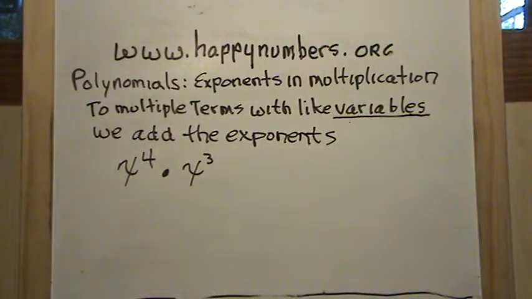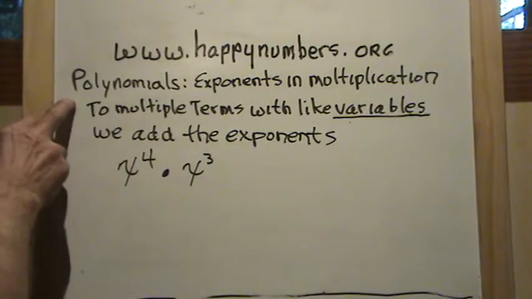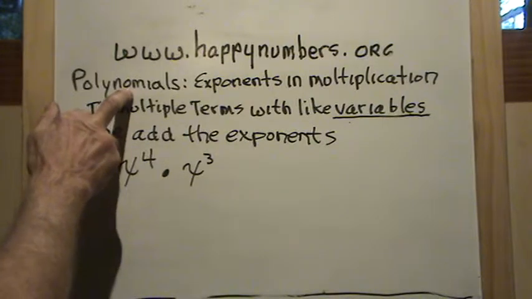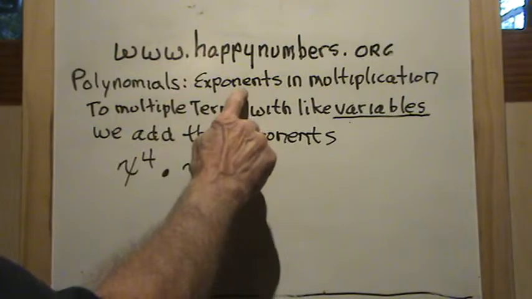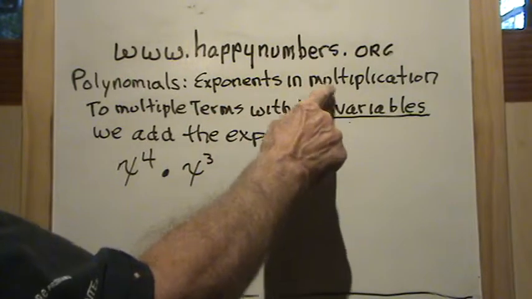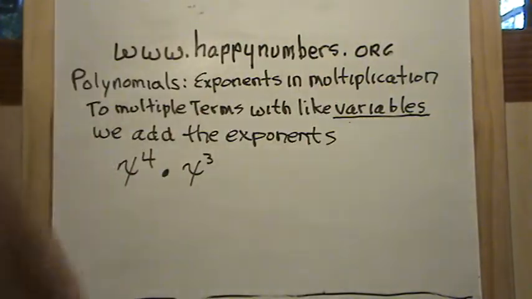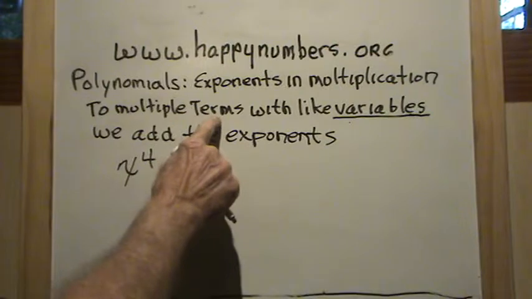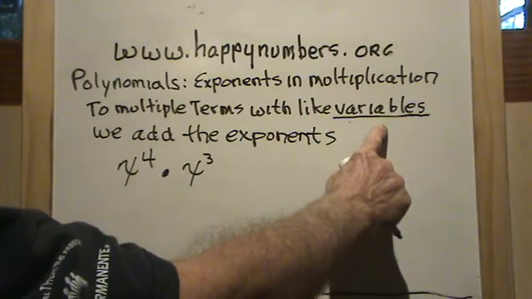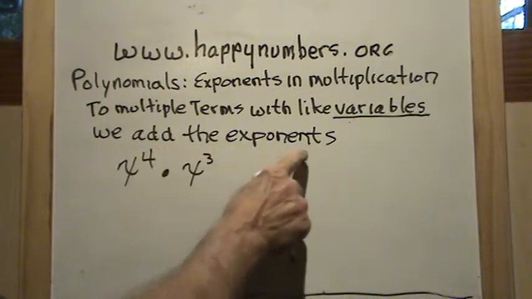www.happynumbers.org. We're continuing with our lessons in polynomials. And today we're going to look at working with polynomials when we have exponents and we need to multiply. When we're multiplying exponents in multiplication, it's a very simple rule here. To multiply algebraic terms with like variables, we add the exponents.